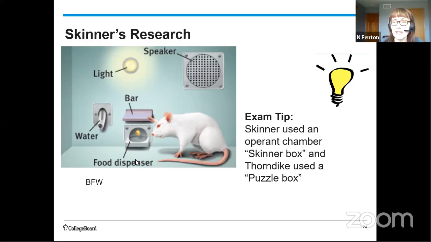So it's a more sophisticated tool than Thorndike's. It also had something called a cumulative recorder to collect data. And that apparatus made operant conditioning more precise and more sophisticated than Thorndike's original puzzle box.